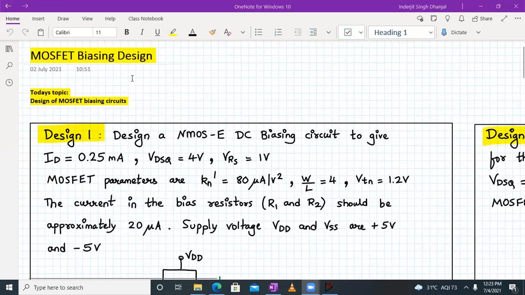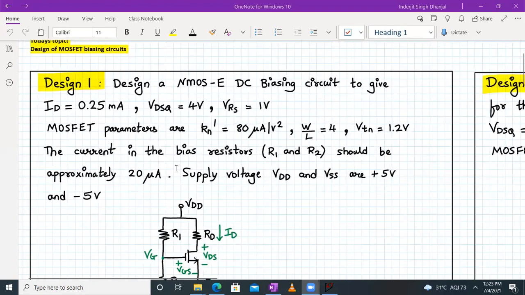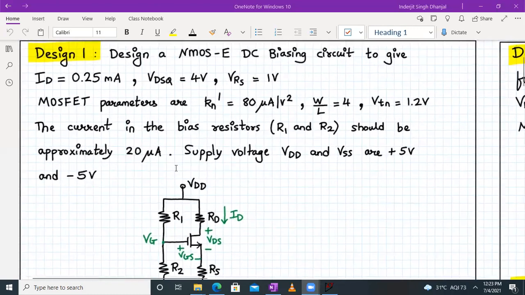Hello everyone. In this session, we will be discussing the MOSFET biasing design. So let us begin with design number one. So we have to carefully read the statement.